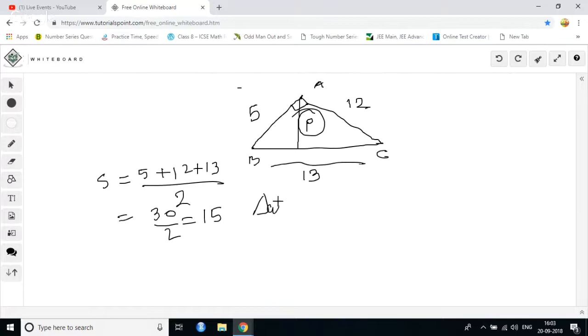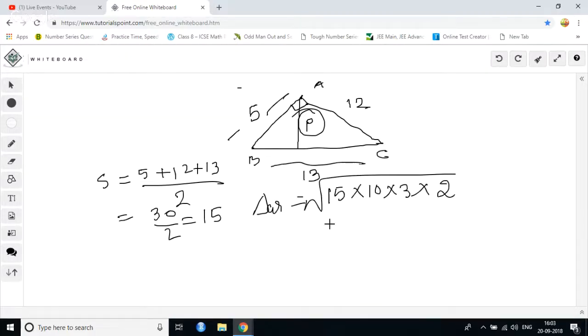So the area of the triangle would be root of S, S minus A. So 15, S minus A, suppose I am assuming this to be A. So 15 minus 5 is how much? 10. S minus B, so 15 minus 12 is how much? 3. S minus C, so 15 minus 13 is how much? 2. So how much does this come out to be?